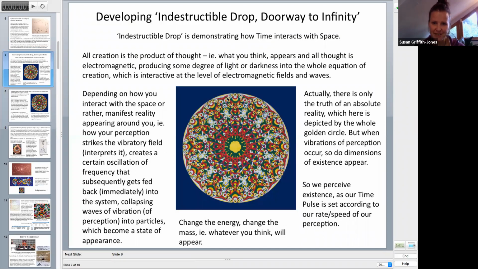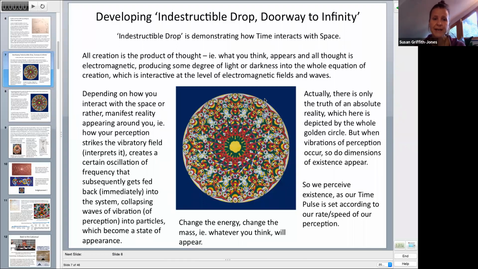So you can see the 12 main circles in the positions of the numbers of the clock. And then I created emanations around it in golden ratio. So now I was using information that I had been collecting along the way to create this picture, information that Crystal of Time had also told me quite easily. So Indestructible Drop is demonstrating how time interacts with space in a nutshell.